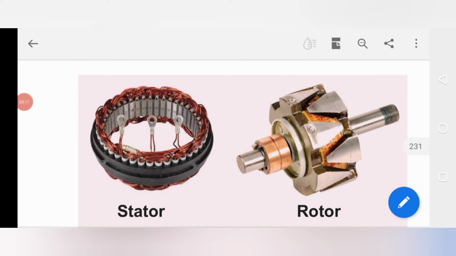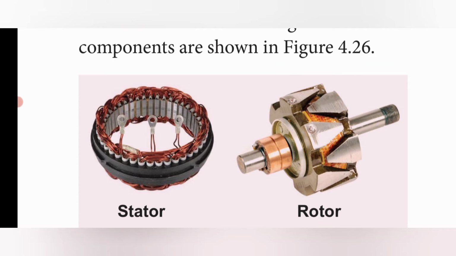After completing the principle, next we have to see the diagram part. Some of the parts used in this generator: the first one is the stator and also the rotor. The stator, as the name itself says, is a stationary part that cannot rotate or do anything.